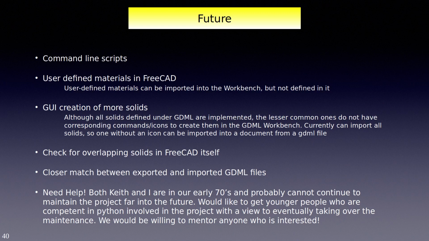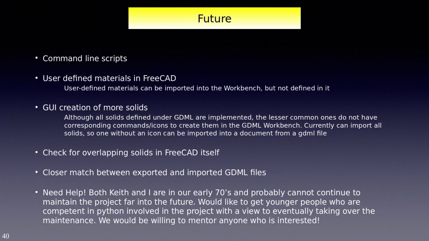Currently, if a FreeCAD document is exported as GDML and the GDML is read back into FreeCAD, one does not get the exact same document that was exported. For example, an array is exported as a multi-union, but when read back, it is read back as a multi-union, not as an array. It would be nice to get a closer match between the exported FreeCAD document and the imported GDML file.